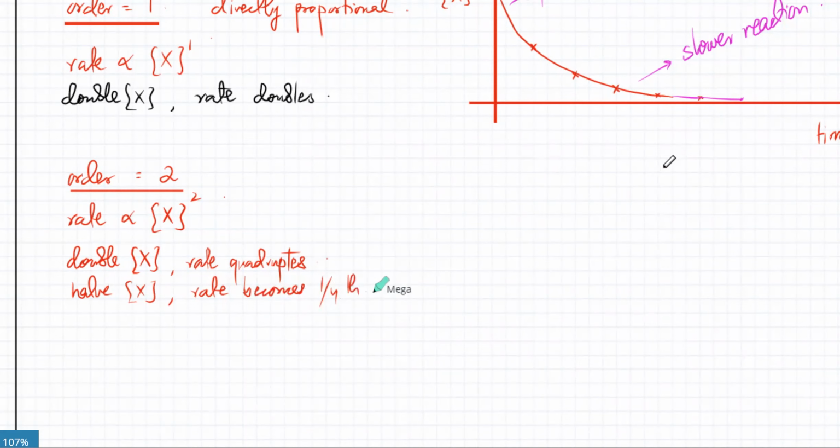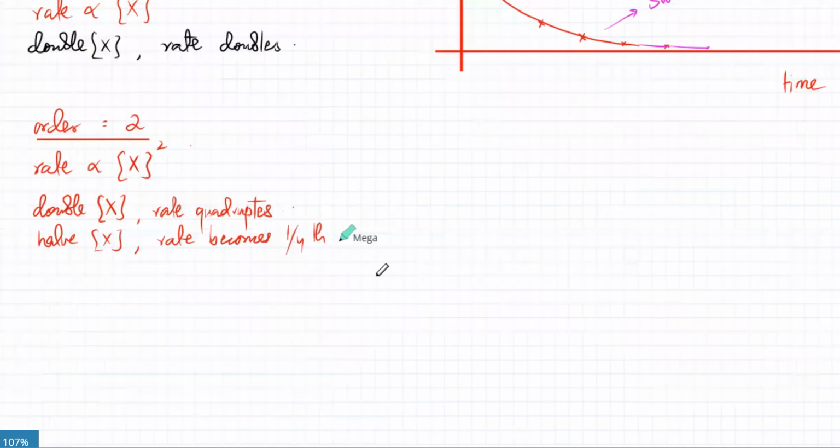So if you increase the concentration of x, it speeds up by a much larger amount. Vice versa, if you decrease the concentration of x, it decreases by a much larger amount. So that means the time required for the reaction just keeps on increasing. It slows down too much in this case. So I'm going to make a similar graph now and explain what order 2 would look like.